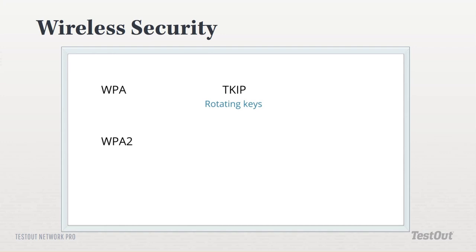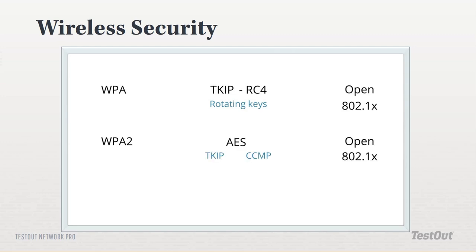So we have WPA, which stands for Wi-Fi Protected Access, and it uses TKIP, which is Temporal Key Integrity Protocol. That uses rotating keys. The problem is it's just not as secure as it should be. It's using RC4, or Rivest Cipher 4, which encrypts the data packets before they're transferred. But again, it is not the most secure. It can be cracked by people who have a little bit of patience.